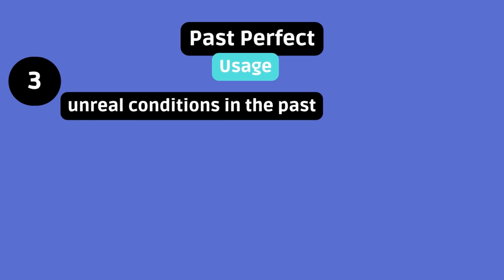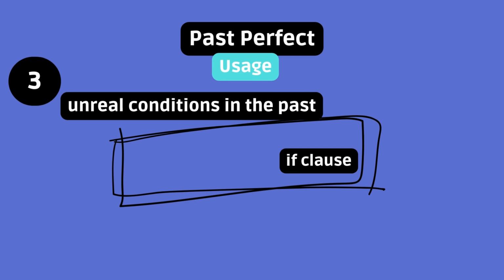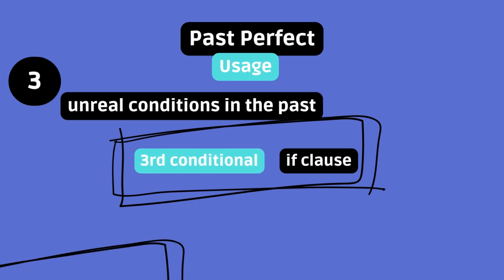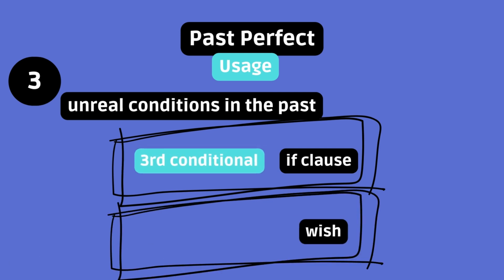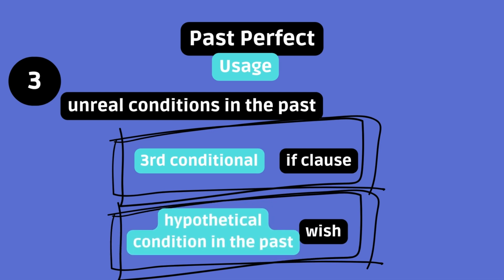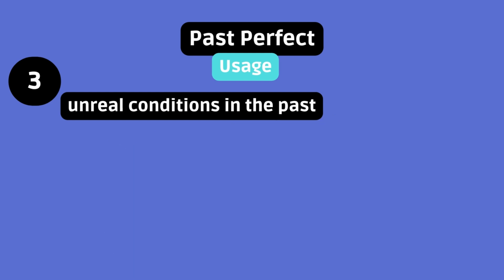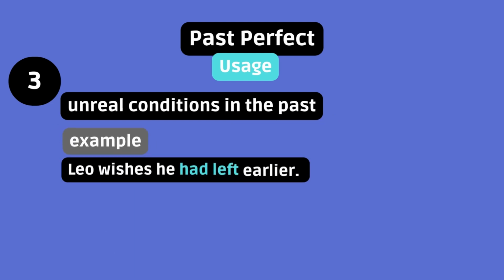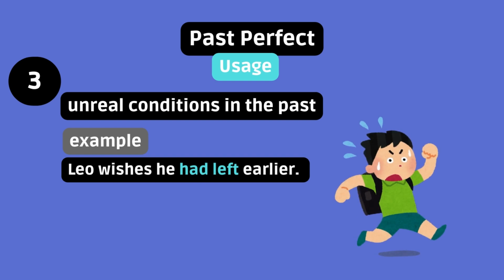The past perfect is used in the if clause of a third conditional or with the verb wish when we imagine a hypothetical condition in the past. Example: Leo wishes he had left earlier. In reality, Leo left late. But when wishing the unreal scenario of him leaving on time, we must use the past perfect to help convey such a situation.